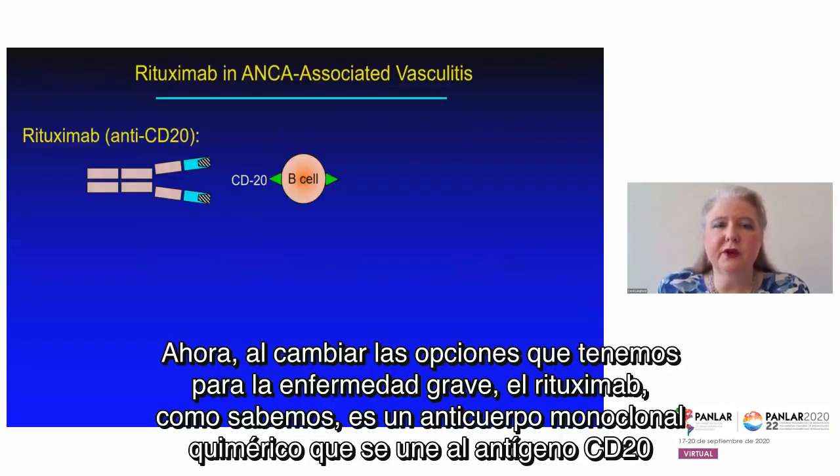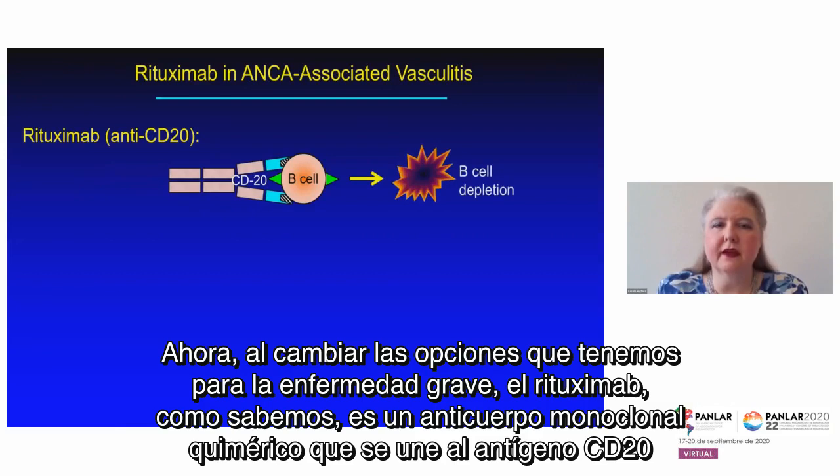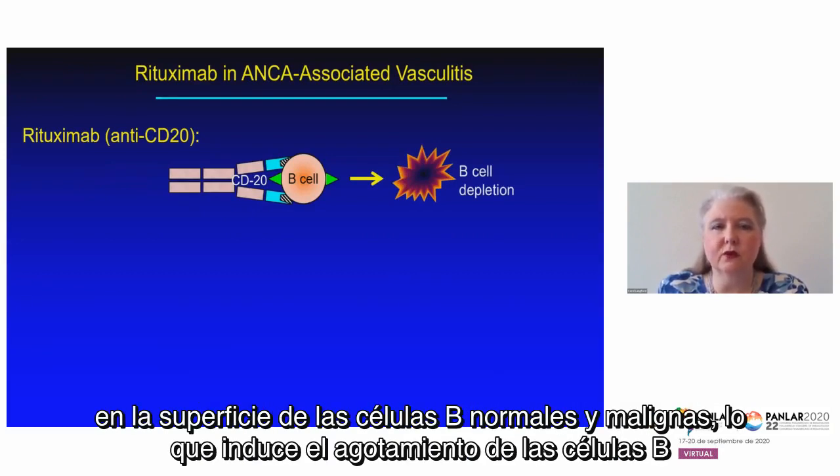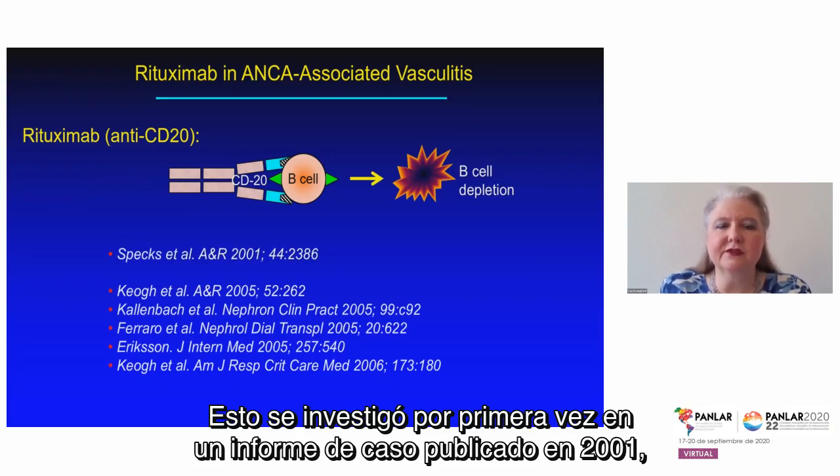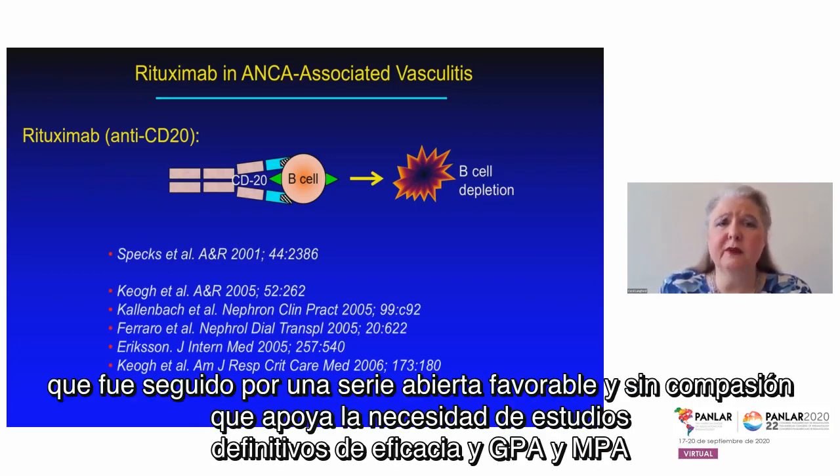Now, in shifting, though, to options we have for severe disease, rituximab, as we know, is a chimeric monoclonal antibody that binds to the CD20 antigen on the surface of normal and malignant B cells, inducing B cell depletion. This was first investigated in a case report published in 2001, which was followed by a favorable, open-label, and compassionate series, supporting the need for definitive studies of efficacy in GPA and MPA.